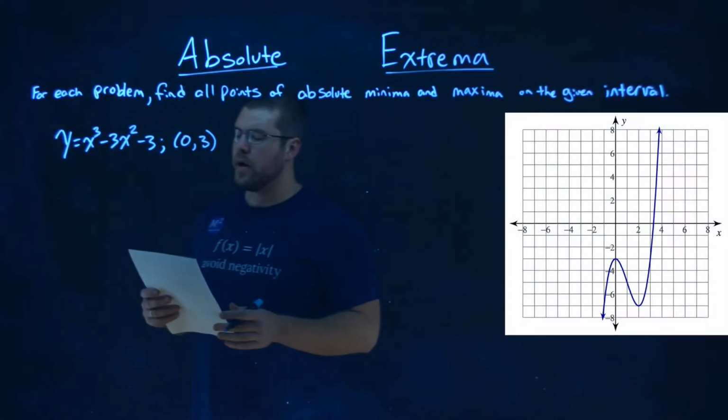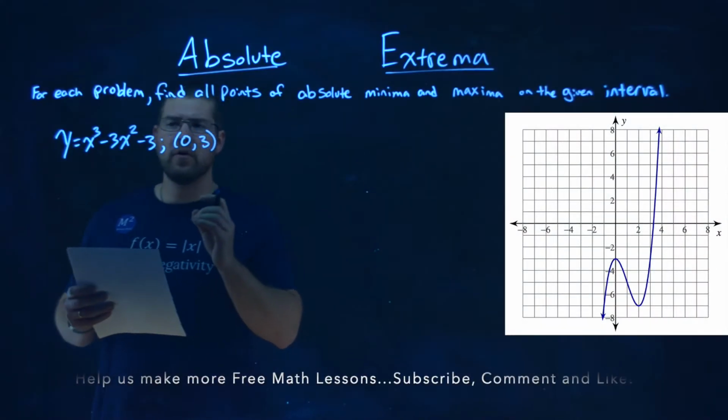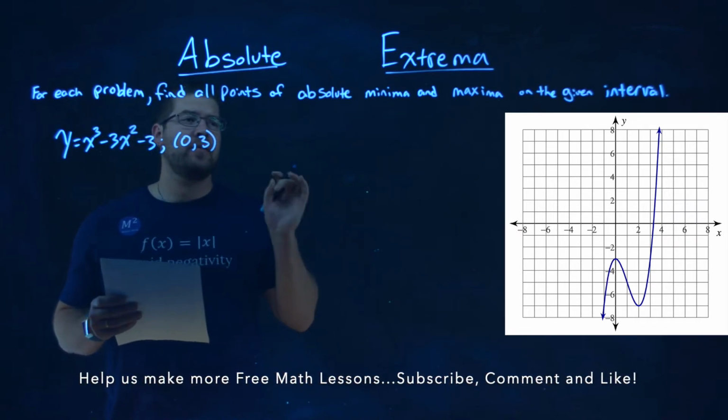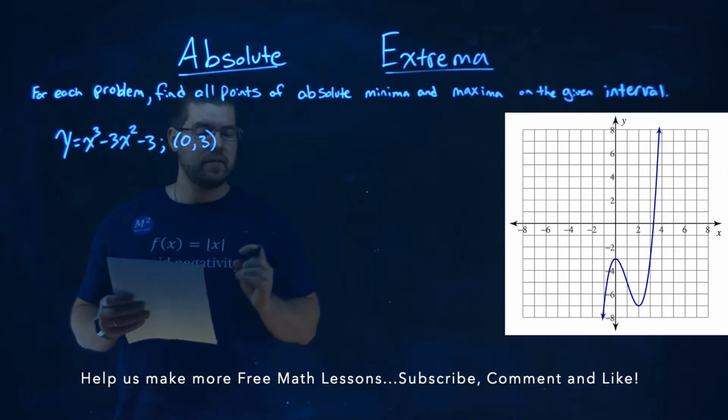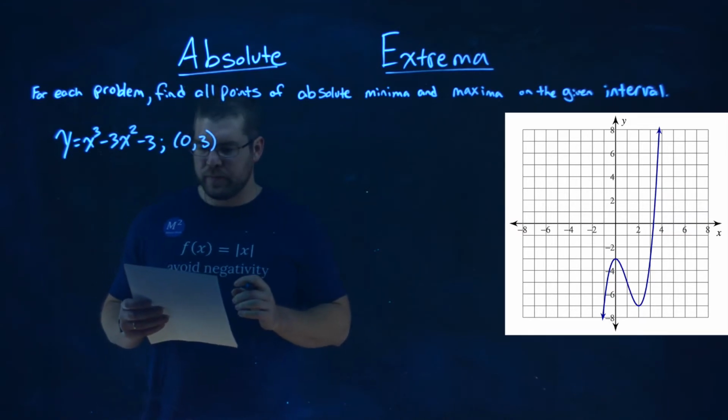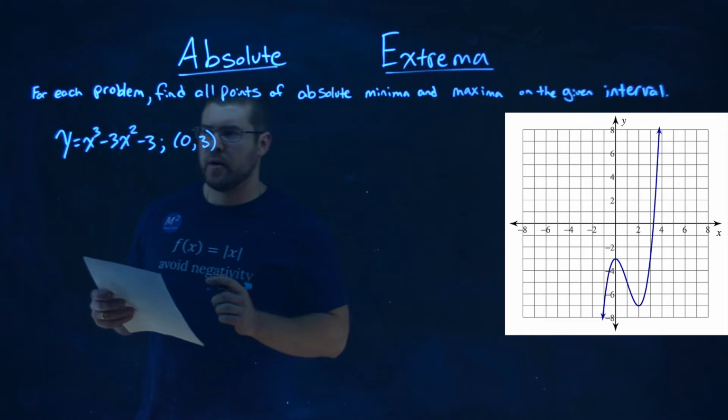We're given this problem right here: y equals x to the third power minus 3x squared minus 3. We want to find all points of absolute minima and maxima on our given interval from 0 to 3, but not including those values. First thing I want to do is find my derivative.